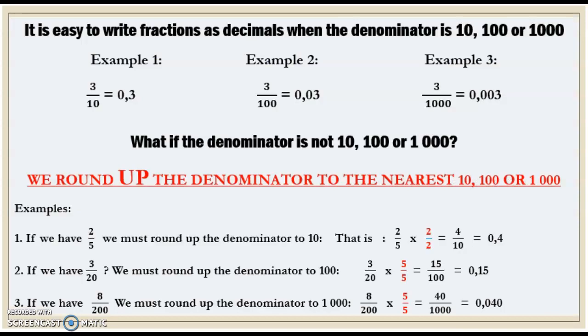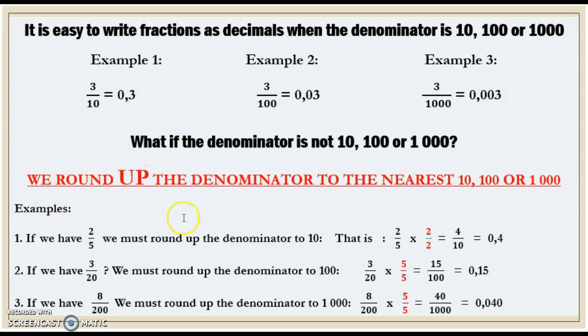Let us begin. It's easy to write fractions as decimals when the denominator is already 10, 100 or 1000. Example 1. 3 tenths is 0,3. 3 over 100, 3 hundredths is 0,03. 3 thousandths is 0,003. Now what if the denominator is not 10, 100 or 1000?